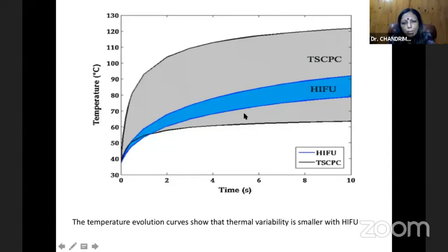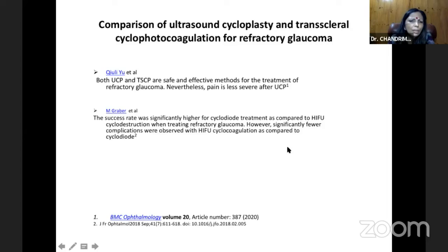This is just to show that the energy concentration is over a smaller area than TSCPC. And so these are the literature searches that I did. They also said that both of them are safe and effective methods for the treatment of refractory glaucomas. Nevertheless, the pain is less severe with UCP. And this study also says almost the same thing, though they say the reduction in intraocular pressure is better with the cyclodiode treatment, but then the complications are less with the ultrasound treatment.